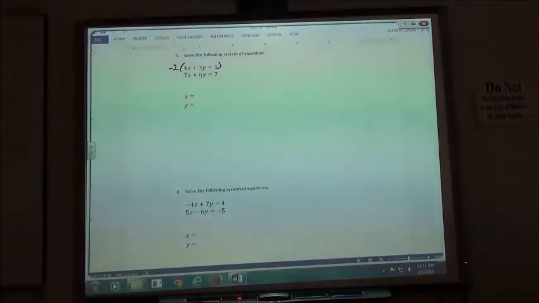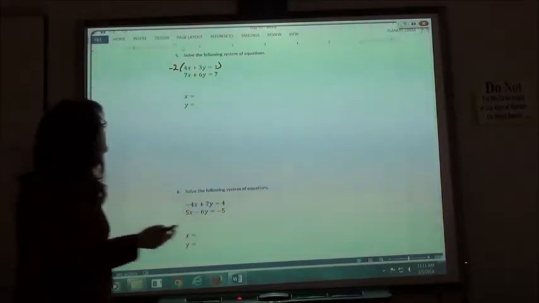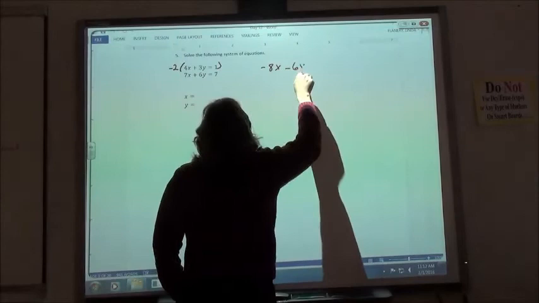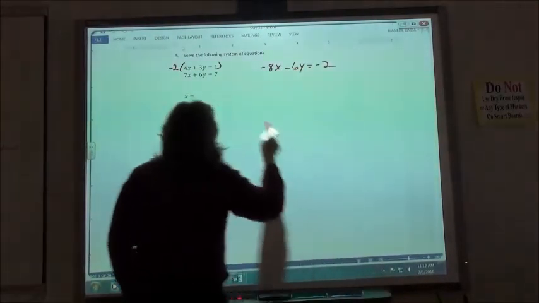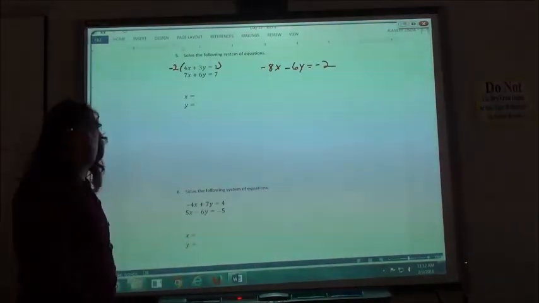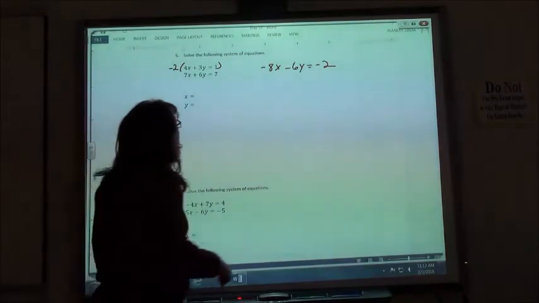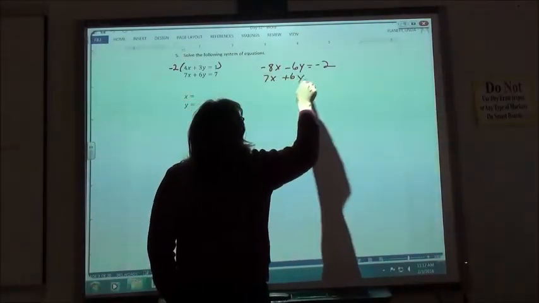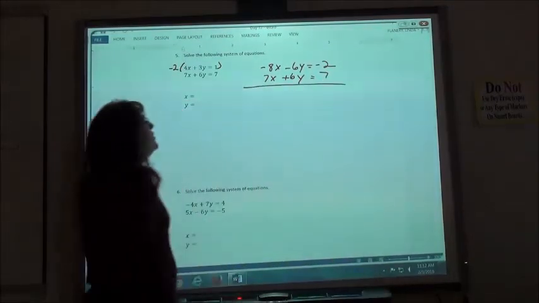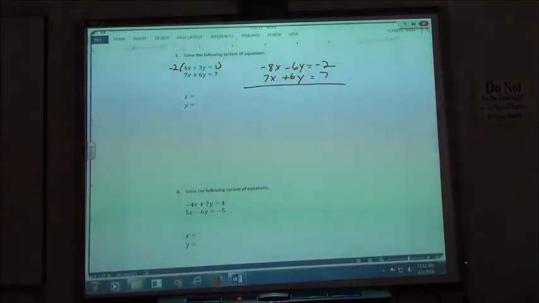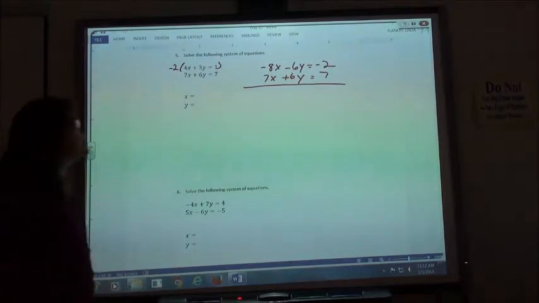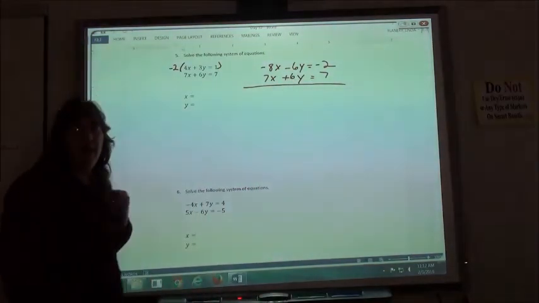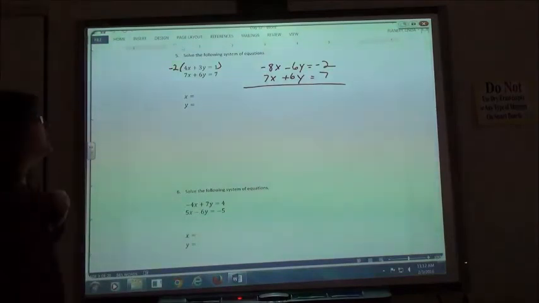So on the top equation, if I multiply everything times negative 2, I'm going to have negative 8x minus 6y equals negative 2. Bottom equation I'm just going to leave alone. Technically I could say I'm multiplying by 1, but I'm saying 7x plus 6y equals 7. So you'll notice again in front of my y's this time I made opposites. One's a negative 6, one's a positive 6. So when I add my expressions together, they're going to cancel each other out.